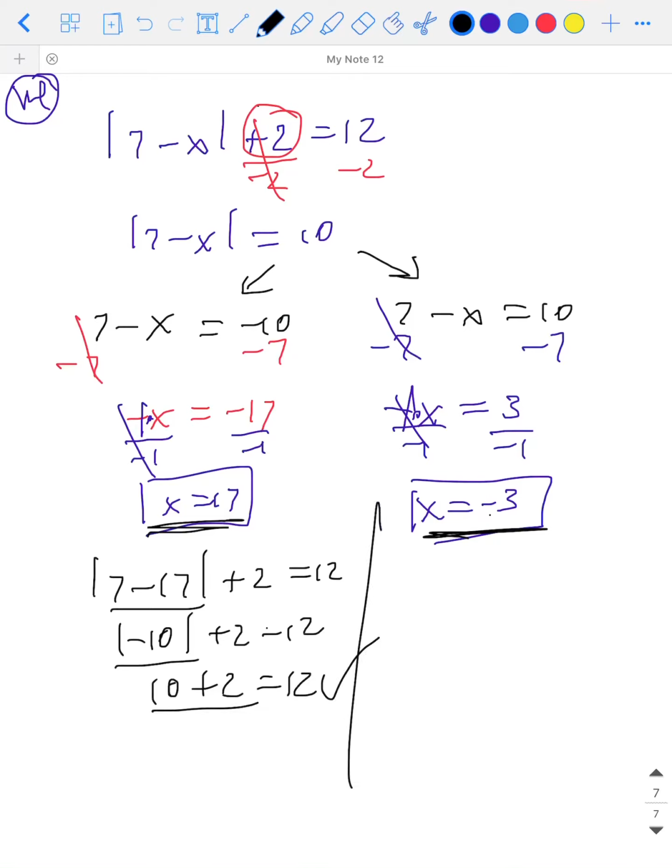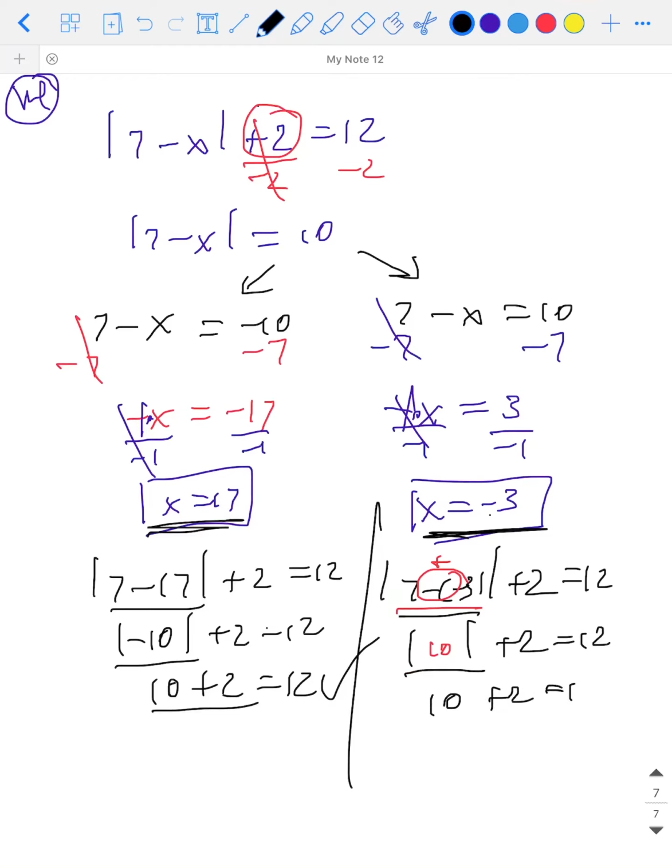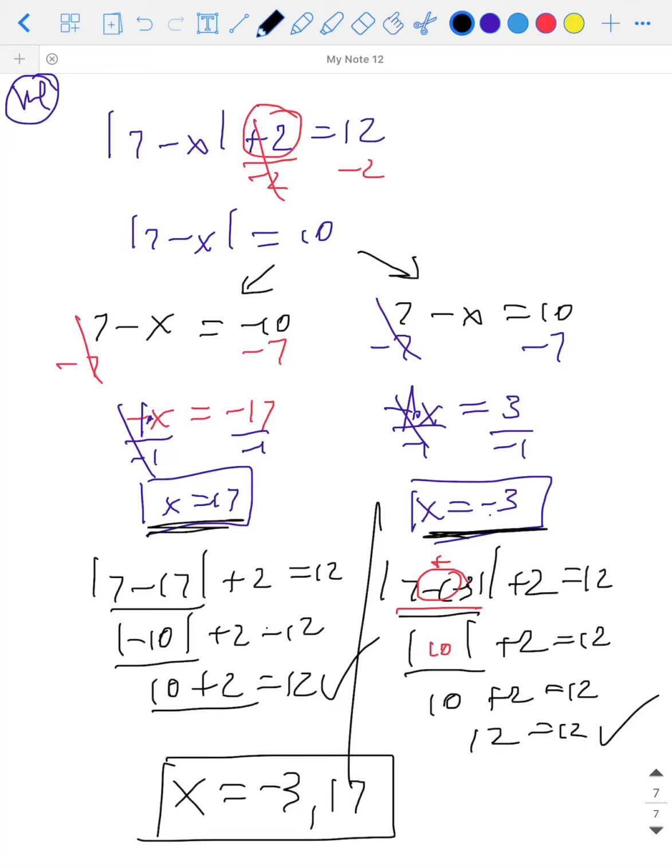And we can do the same thing with negative 3. Absolute value of 7 minus negative 3 plus 2 is equal to 12. 2 negatives, it's a positive, so plus. So 7 plus 3 is 10. Plus 2 is equal to 12. Absolute value of 10 is 10. Plus 2 is equal to 12. And 12 is equal to 12, which is also a true statement. So therefore, your two solutions will be negative 3, comma 17. It's usually traditional to write the smallest number first.